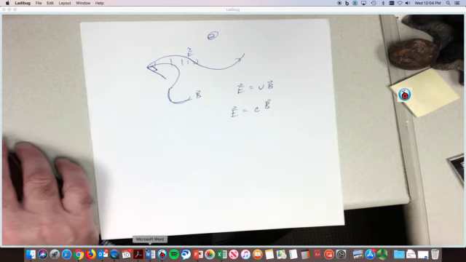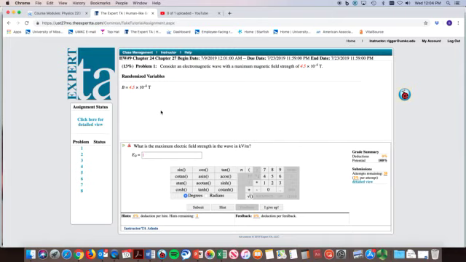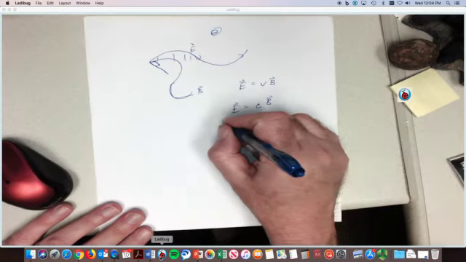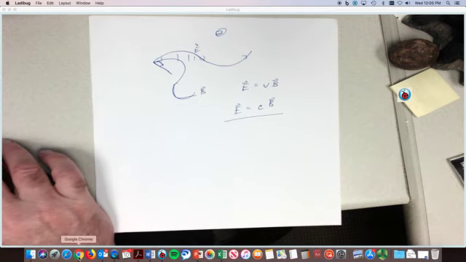So let's take a look at one of the homework problems for this. Consider an electromagnetic wave with a maximum magnetic field strength of 4.5 times 10 to the negative 4. What is the maximum electric field strength in kilovolts per meter? Well, you just take this, multiply it by C, right? In other words, we've got that down here. That's how you go about that one.